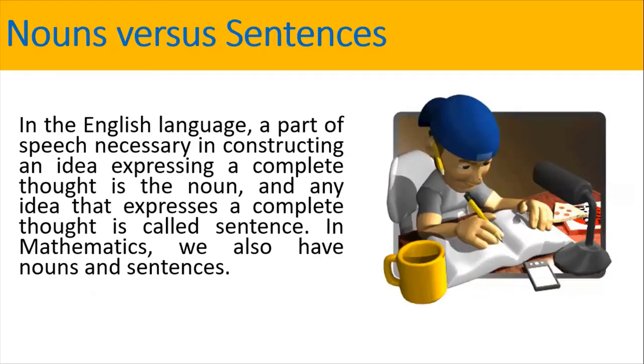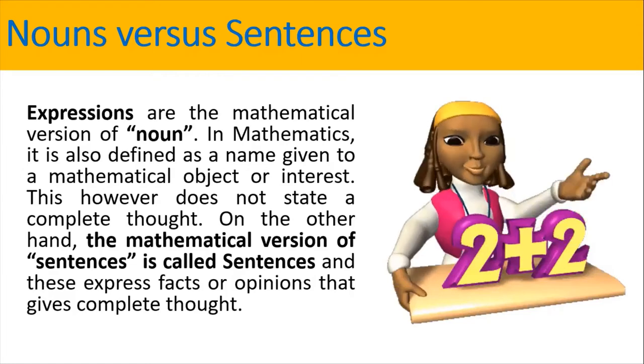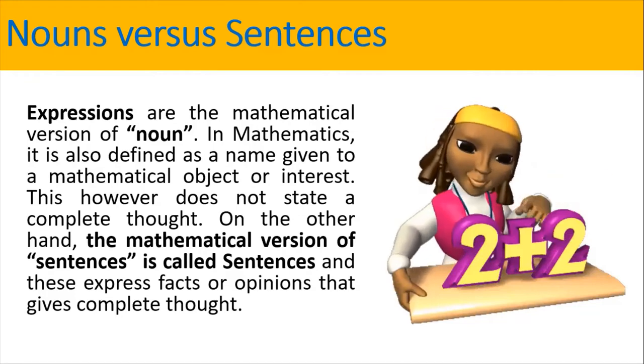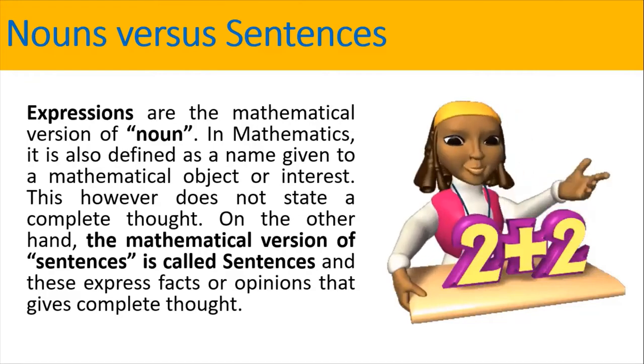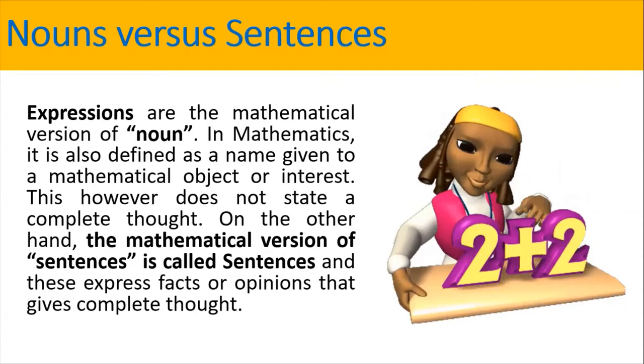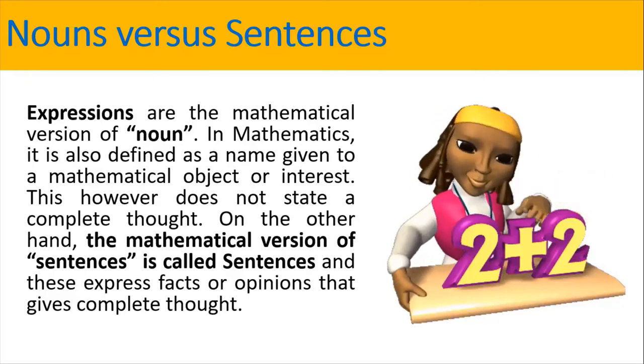In the English language, a part of speech necessary in constructing an idea expressing a complete thought is a noun, and any idea that expresses a complete thought is called a sentence. In mathematics, we also have nouns and sentences. Expressions are the mathematical version of nouns. In mathematics, it is also defined as a name given to a mathematical object of interest. This, however, does not state a complete thought. On the other hand, the mathematical version of sentences is called sentences, and these express facts or opinions that give a complete thought.